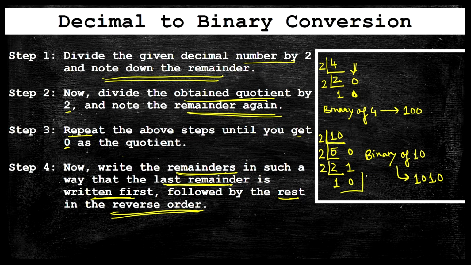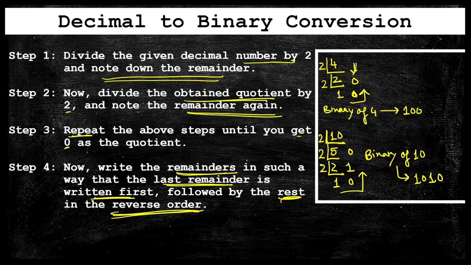Why? Because it's going from this side and this one is also going from this side, because the last remainder has to come first, followed by the rest in the reverse order, right? If you see this line. Okay, so this way we convert a decimal number to binary, and in binary representation only, any number is stored in our computer's memory.